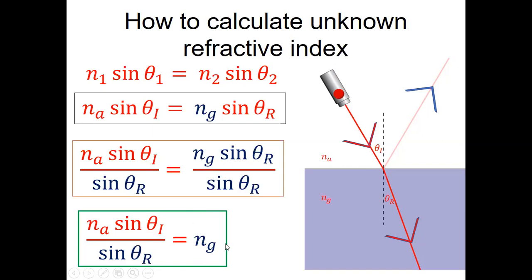So in the lab report, you have to calculate the refractive index of glass using different incident angles. So basically, you're going to change this incident angle and measure the respective refraction angle, and then you calculate the refractive index of glass using this equation.